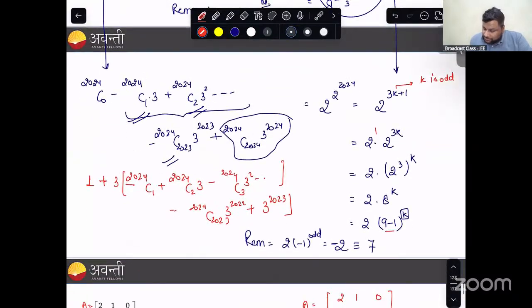Now you use binomial expansion again here. So every term will have 1 except one term, that is minus 1 raised to the power k. So minus 1 raised to the power odd. This is your remainder including this 2. So what is the remainder now? Minus 2. Minus 2 remainder means remainder is 7.